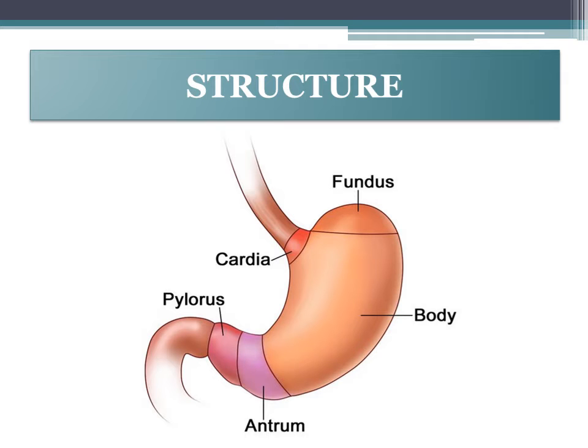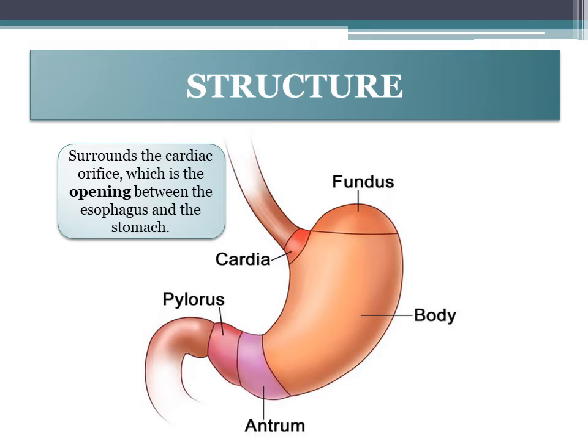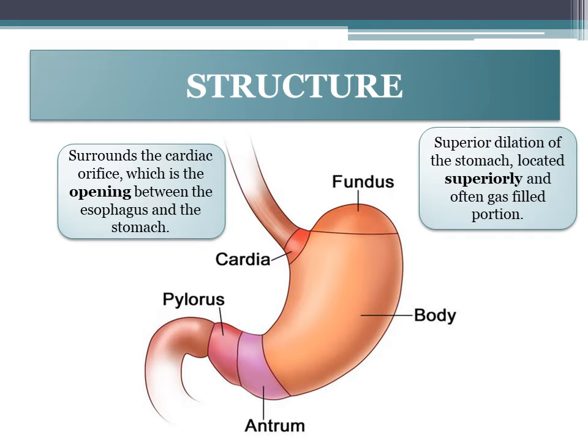So let's look in detail at the structure of the stomach. Basically, the stomach is divided into 4 regions, which are the cardia, fundus, body, and pylorus. First of all, we have the cardia. It surrounds the cardiac orifice, which is the opening between the esophagus and the stomach. Second, we have the fundus, the superior dilation of the stomach, often a gas-filled portion. It will fill with gas bubbles, especially after a meal.